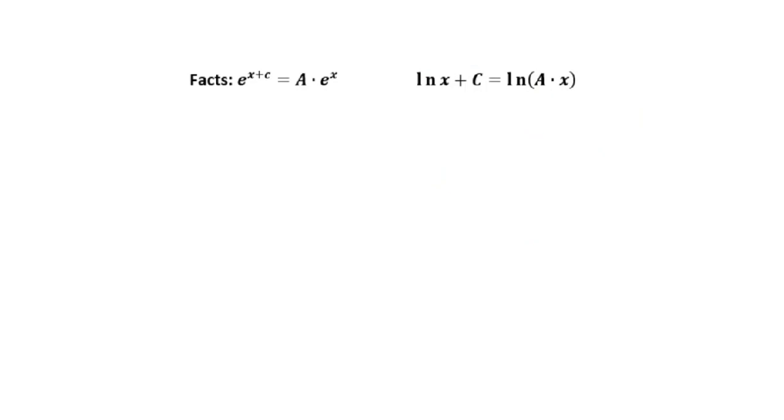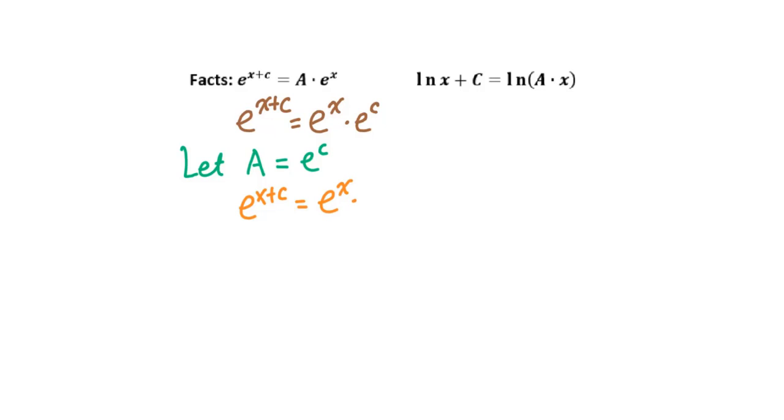For e to the x plus c, we can write it as a times e to the x power. Both a and c are constants. For e to the x plus c's power, we can separate it like e to the x power times e to the c's power. Let's make a equals e to the c's power, so that we can write e to the x plus c equals e to the x times a. Rewrite this as a times e to the x power.